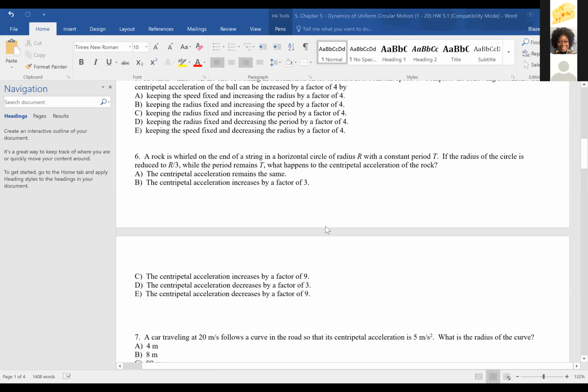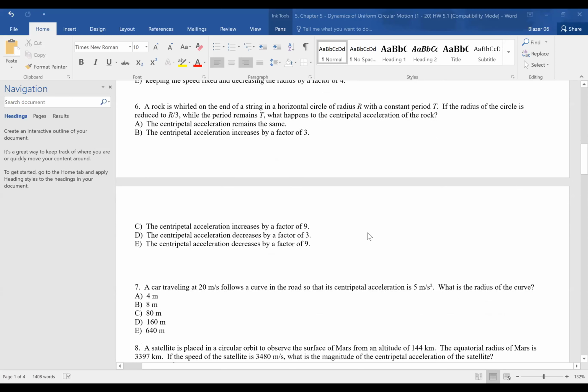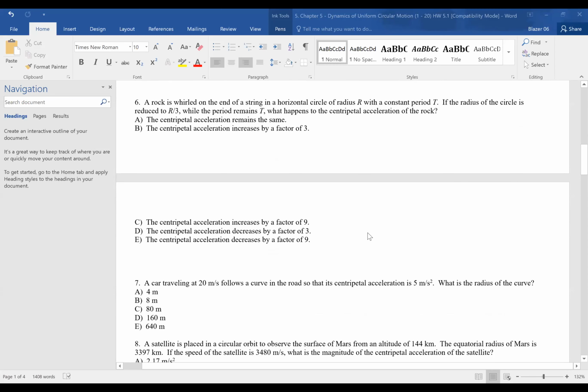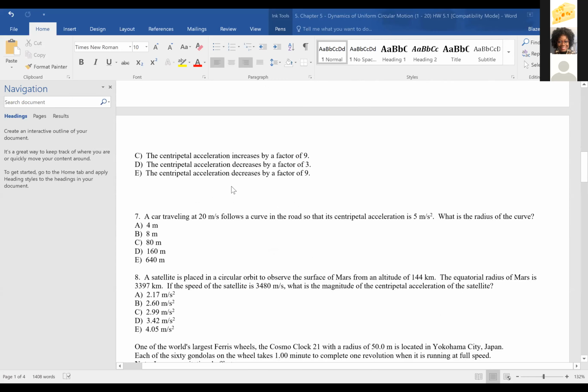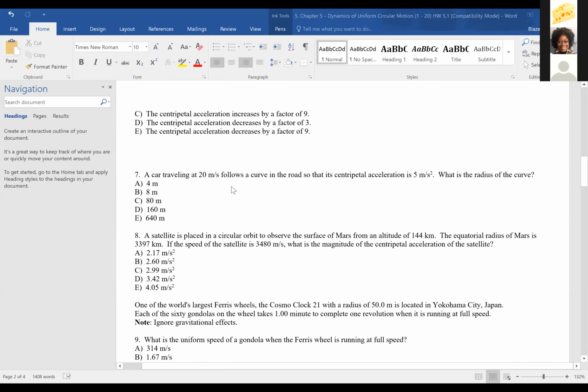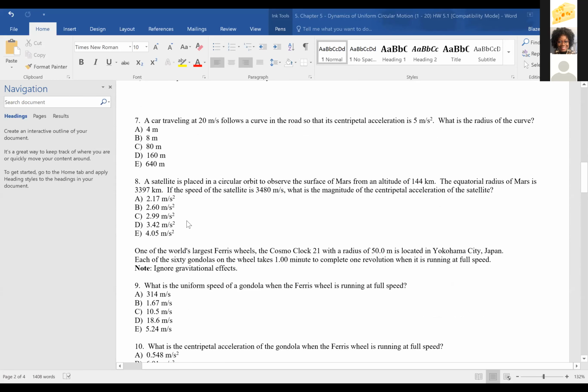Okay. All right. Now, okay, so our answer would be increases by a factor of 3. So the main thing you want to be able to know is that it has to increase. It can't remain the same, and it can't decrease. So it increases by a factor of 3. All right, let's go to number 7. Well, that's an easy one. I'll leave that one for you to do. That's an easy one. Let's go to number 8.